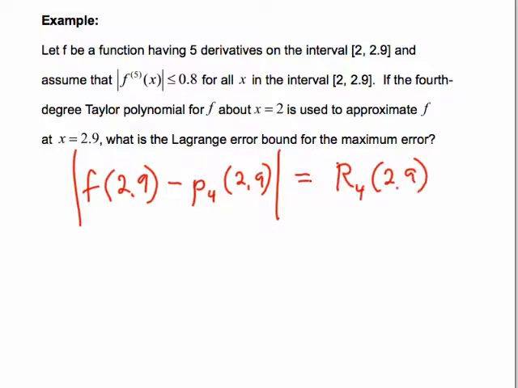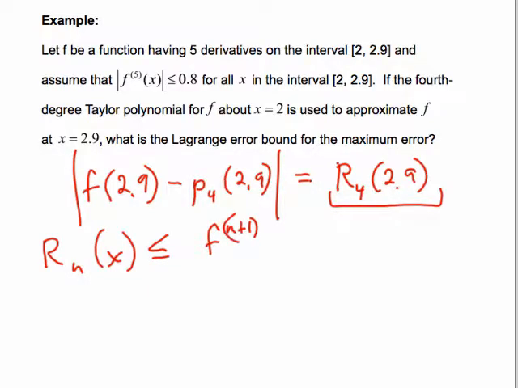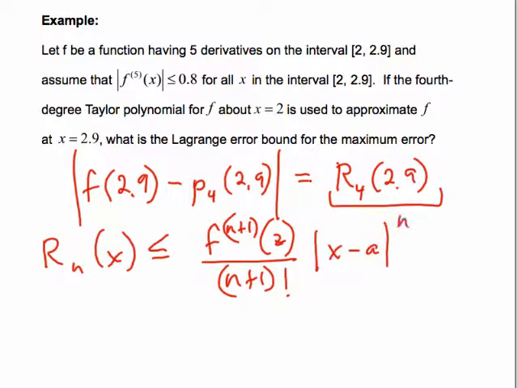Now we have a formula for the error, the Lagrange error bound, so let's just write that up again. Our error will be less than or equal to the biggest value of the n plus first derivative, which I call m. So I'm just going to put the n plus first derivative in here for all values on the interval, which I'm using z to represent, all values between 2 and 2.9 in this case, divided by n plus 1 factorial times the absolute value of x minus a to the n plus 1.